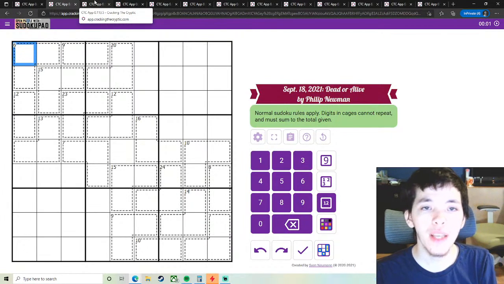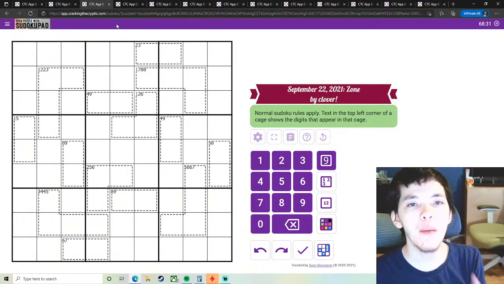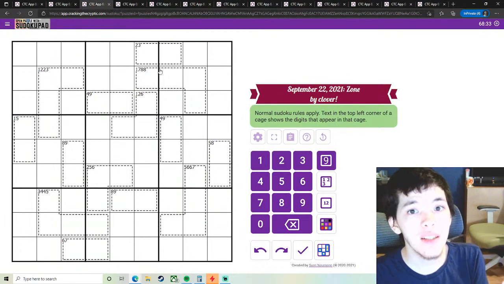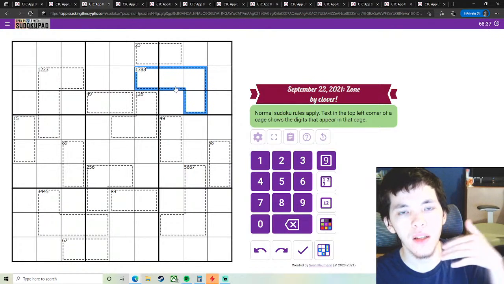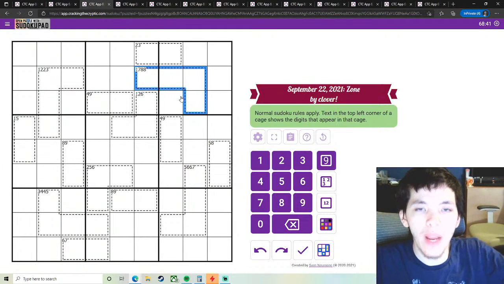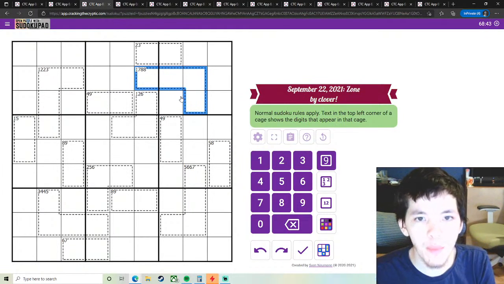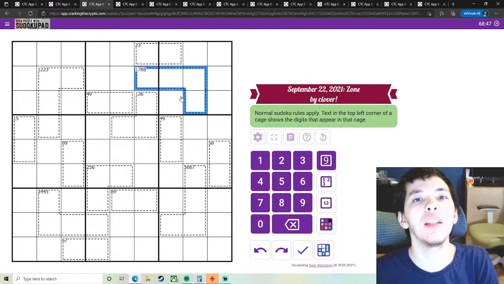So these are killer cage Sudoku puzzles. Here is one example that varies. Killer Sudoku is pretty common and regular out there. And this is an example of how people can take a rule and change it into something completely different.